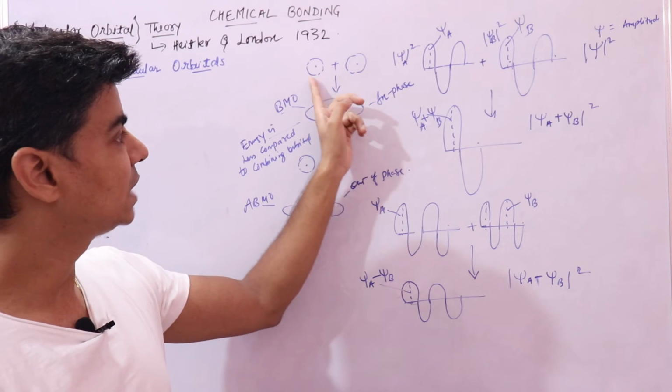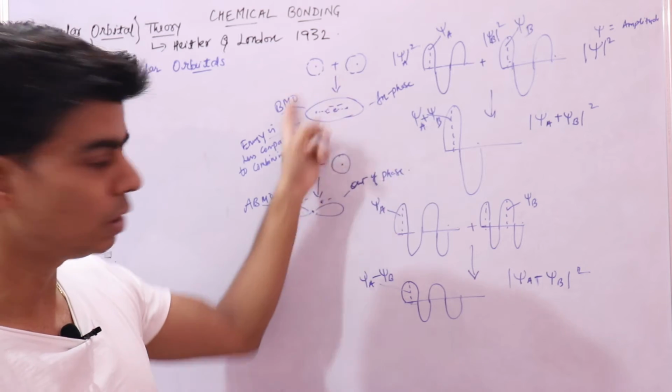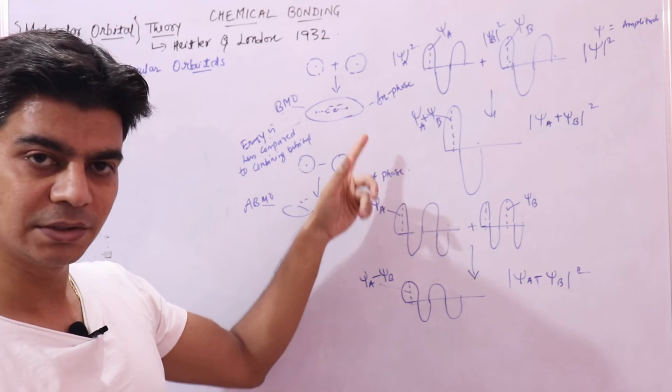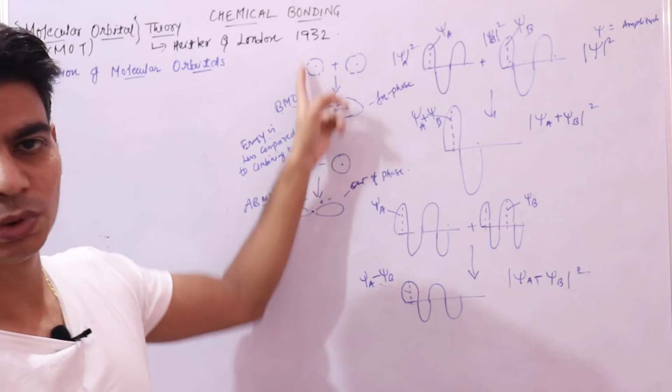These atomic orbitals are from atoms, right? And together they form this molecular orbital that has lesser energy. Since it has lesser energy, this is more stable compared to these atoms.